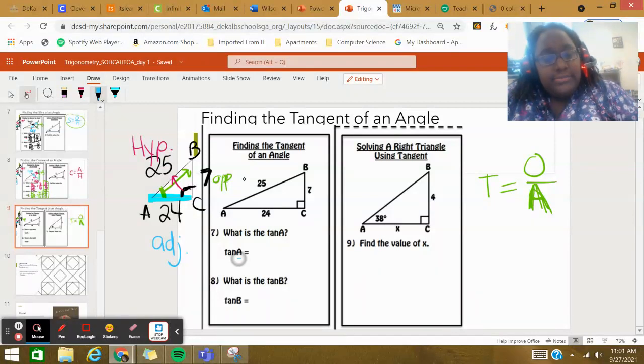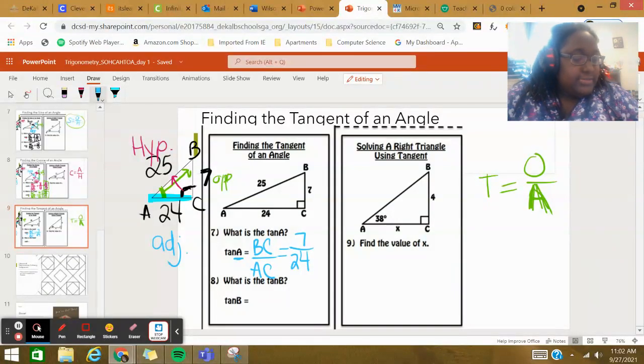Okay, so again, from A, go ahead and fill this in. From A, my opposite side will be BC over my adjacent side, which is AC. So when I plug in my numbers, I'm going to have 7 over 24. And please make sure you simplify, but 7 over 24 will not simplify.